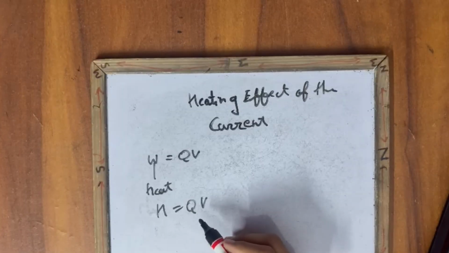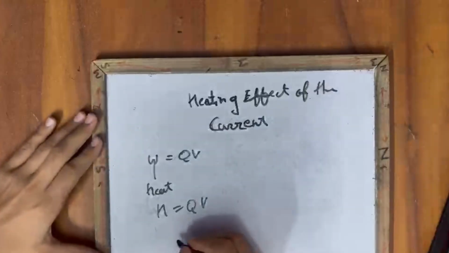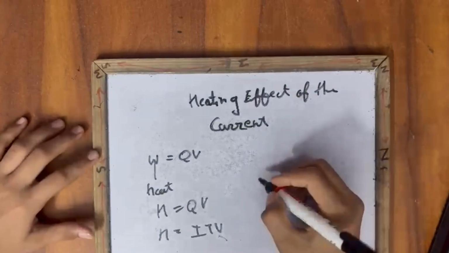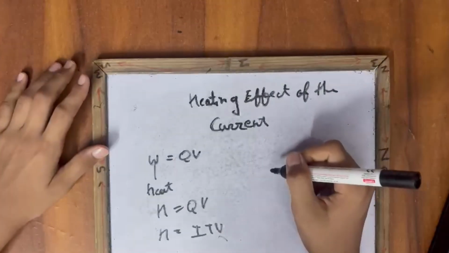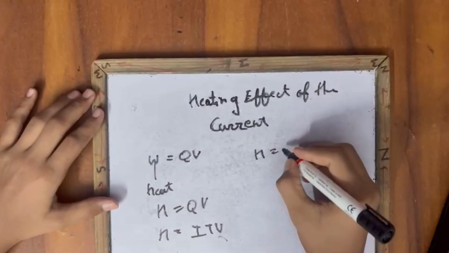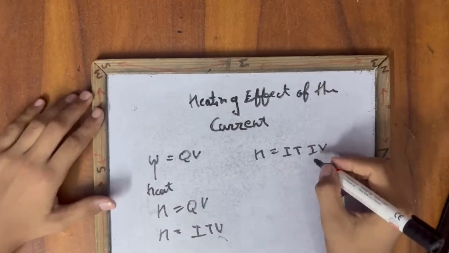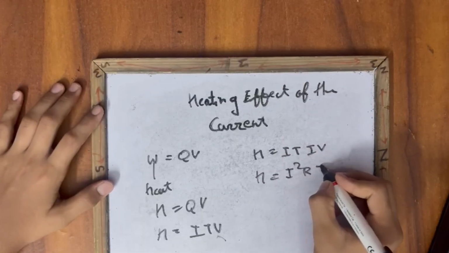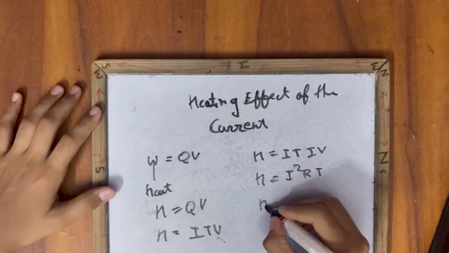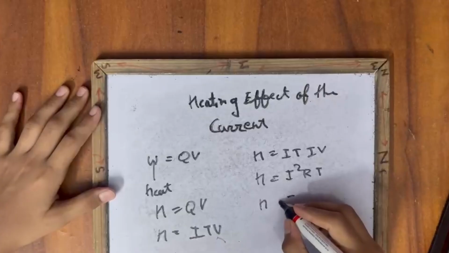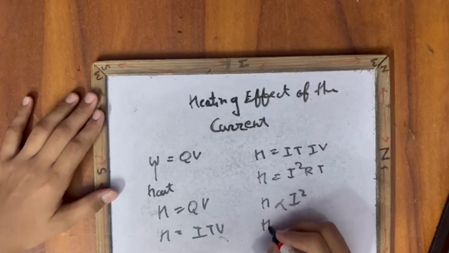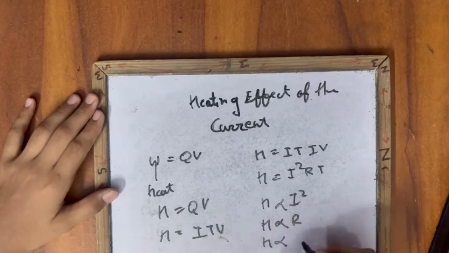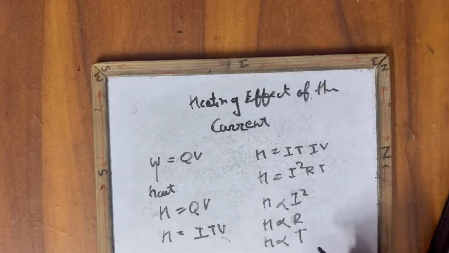Charge we can write as I into T, so H equals ITV, and now V can be written as IR by Ohm's law, so H equals I T I R, and since I appears 2 times, we can write H equals I square R T. Here heat is directly proportional to I square, resistance is also proportional to it, and time is also directly proportional to it. So bye friends.